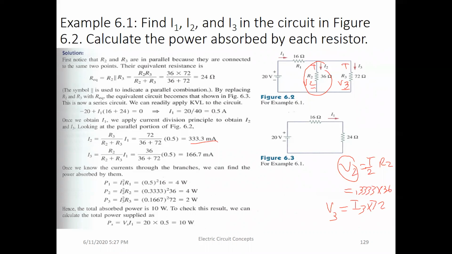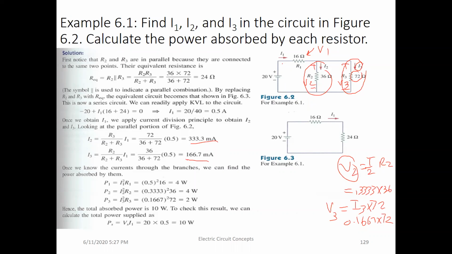When we apply Ohm's law across R3, we must use the current through R3, which is I3. We cannot use I2 or I1. Since we are calculating the voltage across R3, you must use the resistance of R3 and the current passing through that resistance. So I3 is determined as 0.1667 multiplied by 72. I could also find the voltage V1.